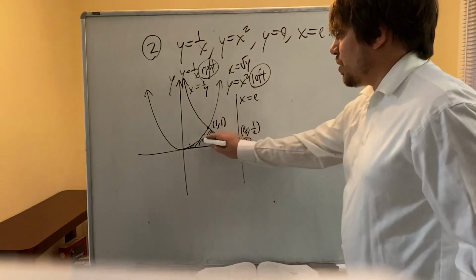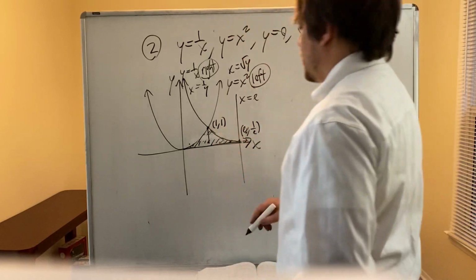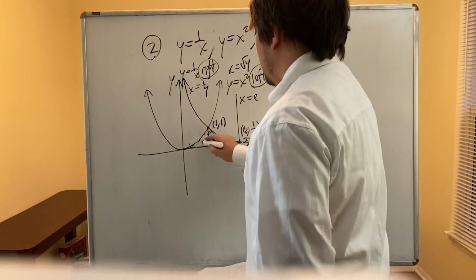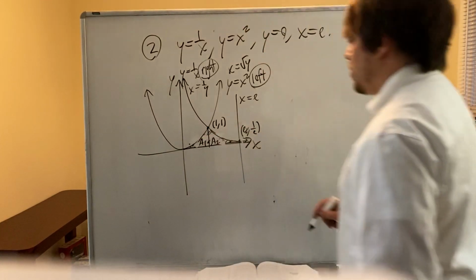Because this region here has a top function here and a different top function here, we have to separate this region into 2 subregions, where we need to find the area of this, and then separately find the area of that, and then add the 2 areas.